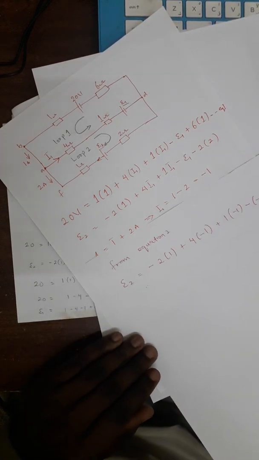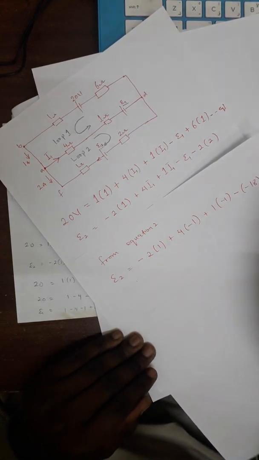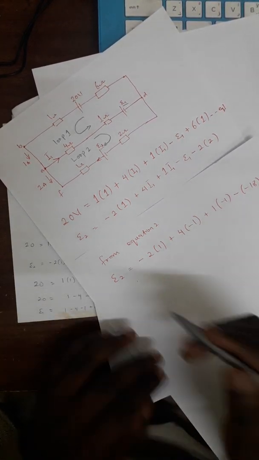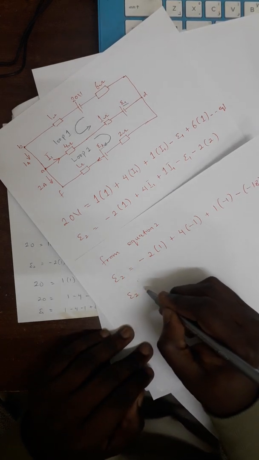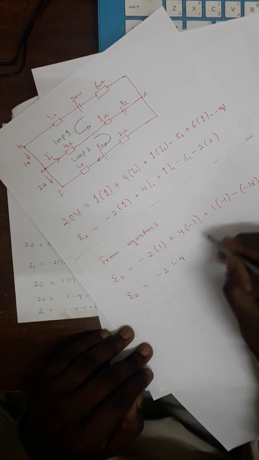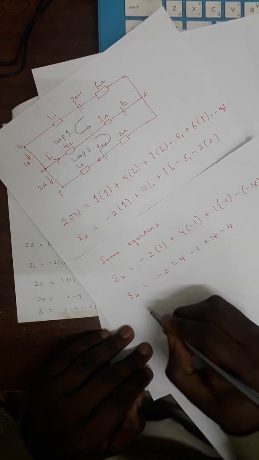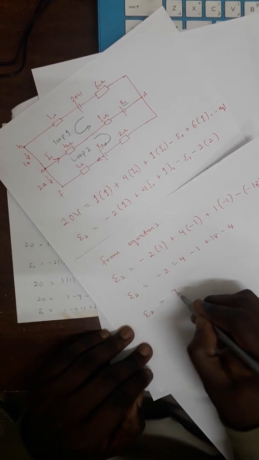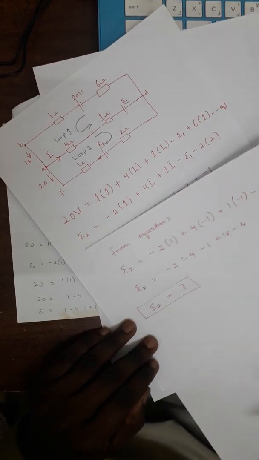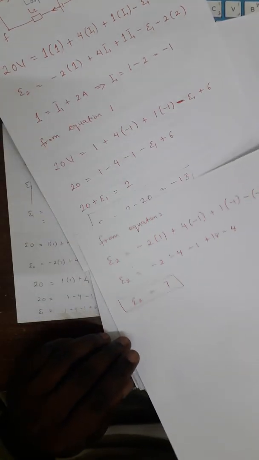Are we following? Okay. Now we can easily find E2 because all these are numbers. So we can just add them and multiply. I have E2 is equals to minus 2 minus 4 minus 1 plus 18 minus 4. My E2 is equals to 7. My E1 is negative 18 and my E2 is equals to 7.